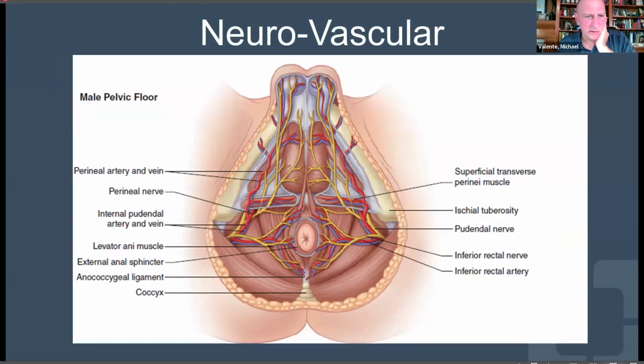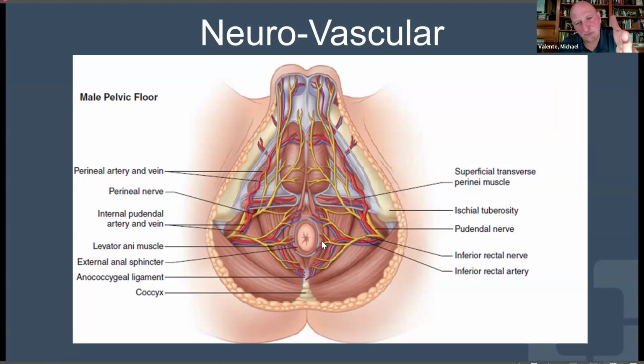Only thing I'll highlight here is you see the pudendal nerve coming here. This is the pudendal nerve coming through the pudendal canal or Alcock's canal. When you're doing your local anesthetic for perianal surgery, generally speaking, you're going to hit the inferior rectal nerve coming off the pudendal. You're going to do your injection here, here, here, kind of a 1, 2, 3 on both sides usually.